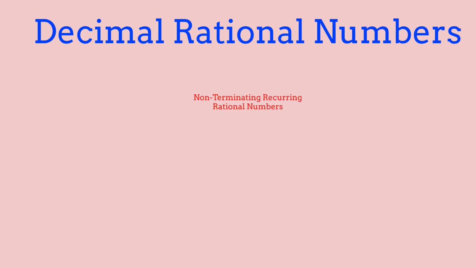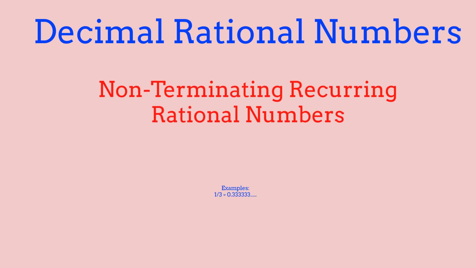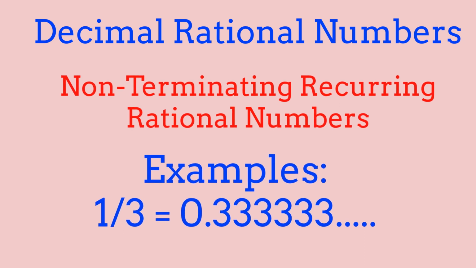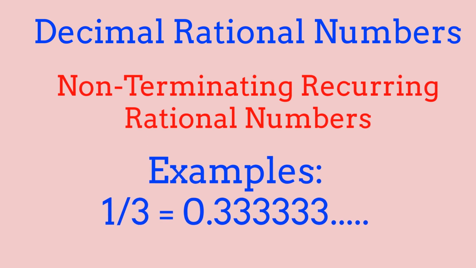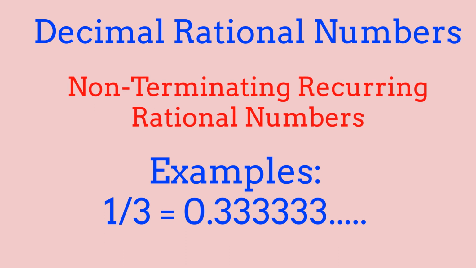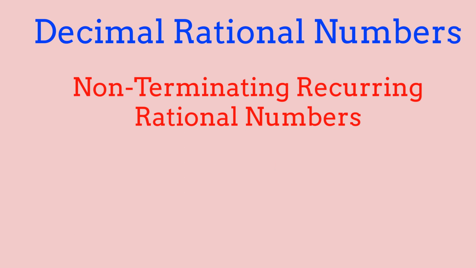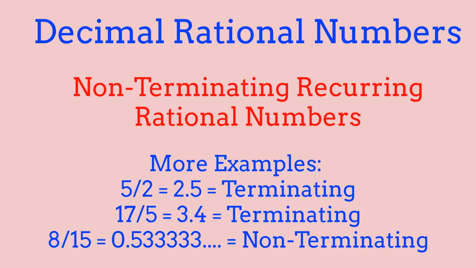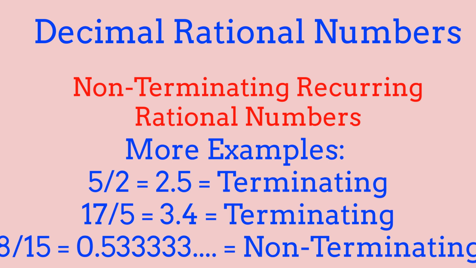So a non-terminating rational number would basically be a number that keeps on repeating itself and keeps on going. So for example, if we have 1 divided by 3, it goes as 0.33333. So it keeps reoccurring and keeps on repeating itself, and it doesn't terminate. And that number is still a rational number because it can still be written as the ratio of 1 over 3. So some more examples of decimal rational numbers could be 5 over 2, and we know that that equals 2.5, which is also terminating. And we can do 17 over 5, and that is 3.4, which is also terminating.